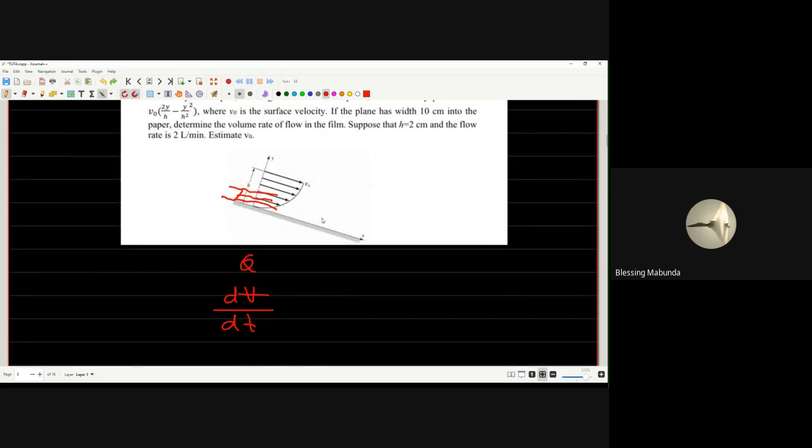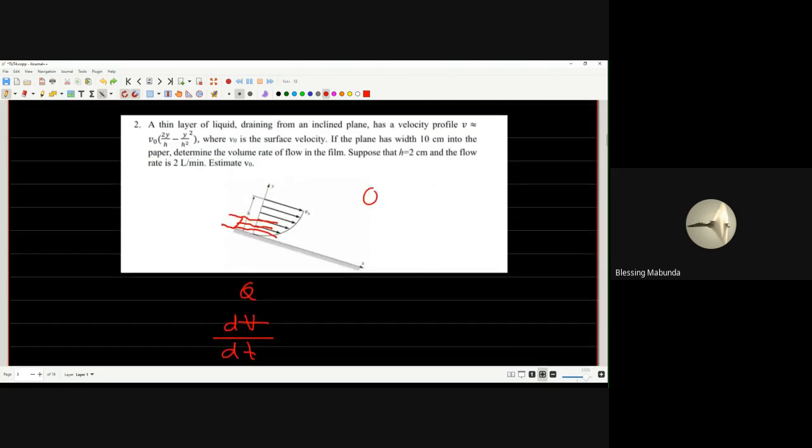Right, so let's consider our volumetric flow equation. This is given by V equal to our velocity multiplied by area. So what we have here is the velocity profile and area, given that we have a width of the plane as well as the height value h.